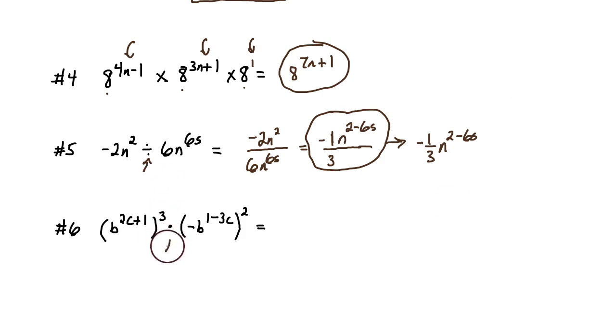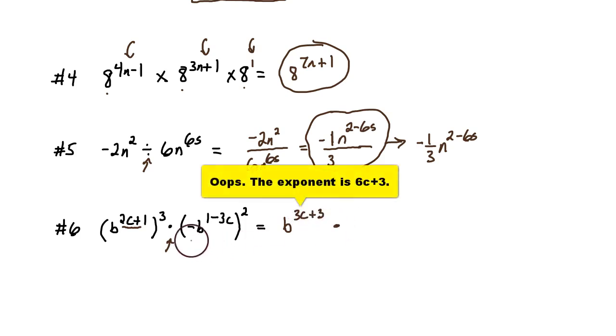Next, number 6. We have a product, but before we can multiply, we need to distribute these exponents to the things inside the parentheses. So start with this b. Take the exponent you already have and multiply by this exponent. We would get 3c plus 3. Now over in here, we have our negative sign raised to the second power. That makes a positive. Now let's work with the letter b. Take the exponent you already have and multiply by the other exponent. 1 times 2 is 2, and negative 3c times 2 is negative 6c.